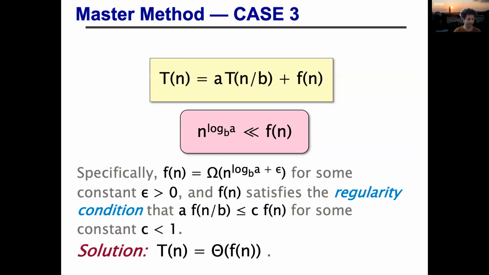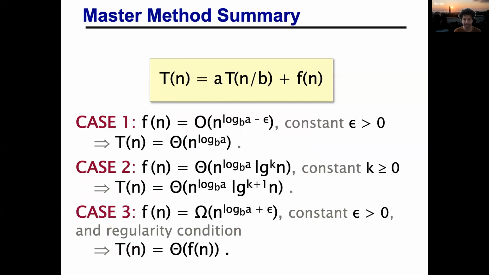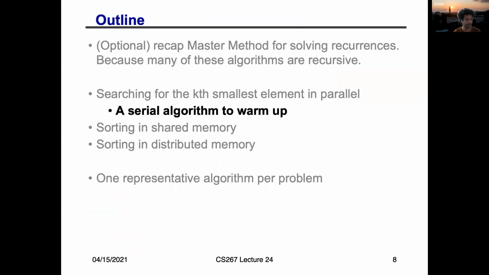Again, the polylogarithm doesn't count. f of n needs to be asymptotically larger by a non-logarithmic factor. Summary: whatever is larger dominates. If n to the log base b of a dominates, then that's the solution to your recursion. If f of n dominates, that's the solution of your recursion. If they are equivalent up to polylogarithmic factors, then you get n to the log base b of a times the polylogarithm where the power increases by 1.